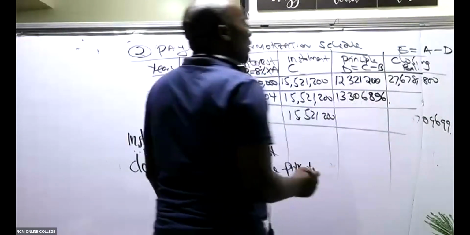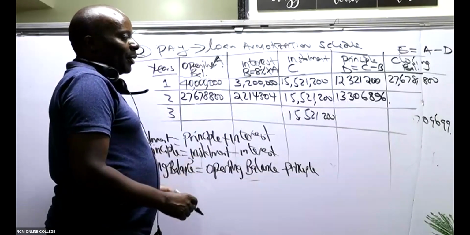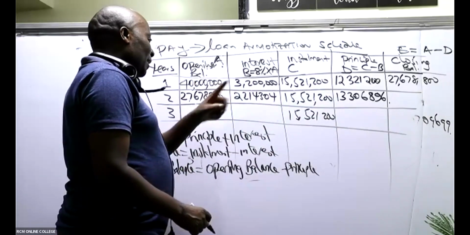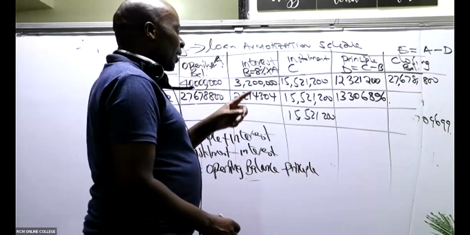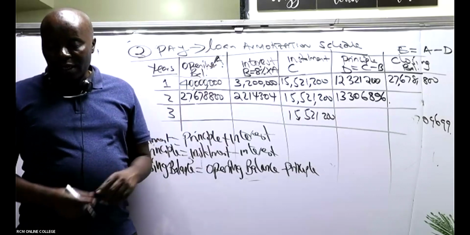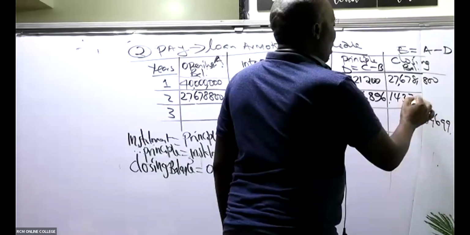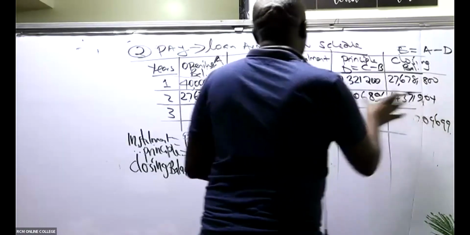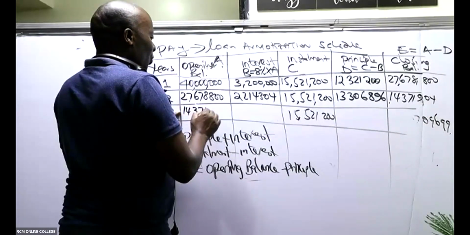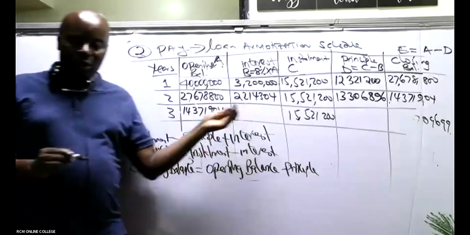Thank you so much. And therefore, closing balance is very easy. Closing balance, you take the opening balance minus the principal. So the figure that you have there in your calculator, you simply say the opening balance minus that answer. You should be able to give us the closing balance for year 2, and we are almost finishing here, which according to Mumbi is 14,371,904.